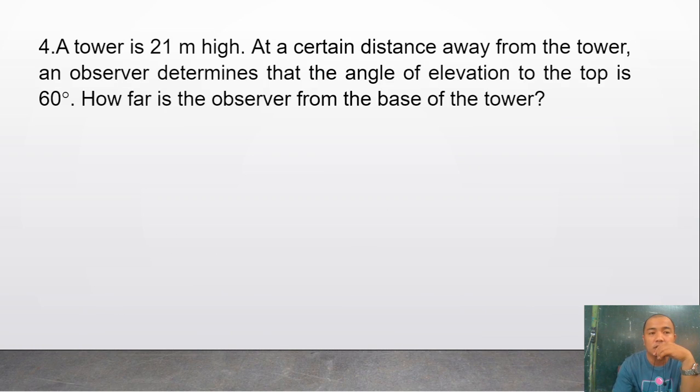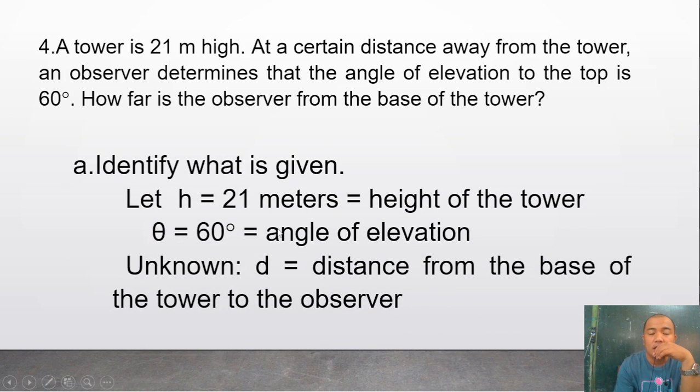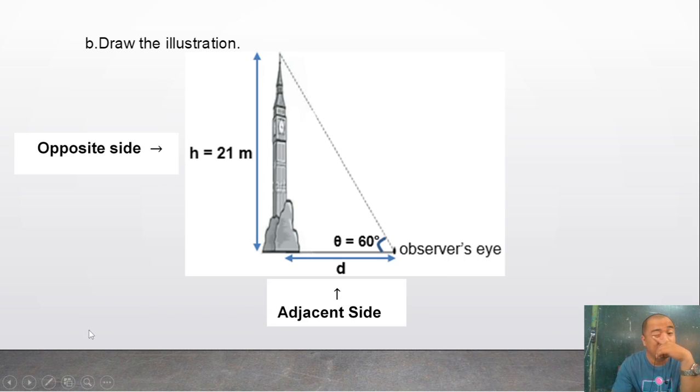Another. A tower is 21 meters high. At a certain distance away from the tower, an observer determines that the angle of elevation to the top is 60 degrees. How far is the observer from the base of the tower? Given H, 21 meters, height of the tower, theta 60 degrees, angle of elevation. Unknown D is the distance from the base of the tower to the observer. So we have here a tower whose height is 21 meters. Angle of elevation is 60 degrees. Find the distance between the observer and the base of the tower.